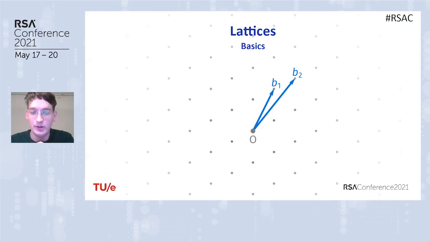So this talk will be about lattices. Just to start easy, what is a lattice? Given basis vectors, in this case B1 and B2, we get a lattice from this by taking all integer linear combinations of these basis vectors, which in this case gives this infinite grid of points depicted in gray.